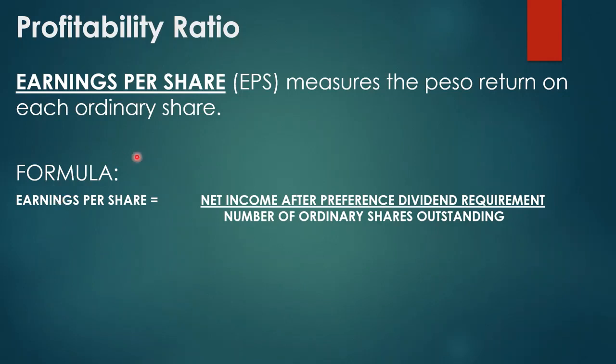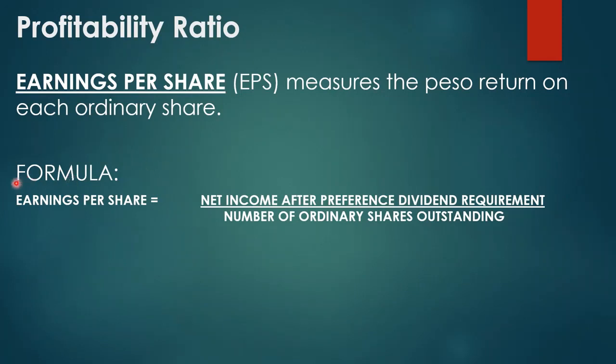Tandaan nyo yan. Bakit? Kasi itong sa earnings per share, it measures the peso return on each ordinary share. Paano? Ito yung formula niya. Net income after preference dividend requirement divided by the number of ordinary shares outstanding. Kung makikita natin dito, yung net income mo, after mo mabayaran yung preference dividend, yun ang i-divide mo kay number of ordinary shares outstanding. Meaning, number of ordinary shares that is owned by the shareholders. Ang pinapakita nito is, for example, nag-invest ang shareholders ng $1, ilan yung magiging return nila? Ito yung magkano yung magiging return out of that $1 investment. Yun yung pinapertaining earnings per share.